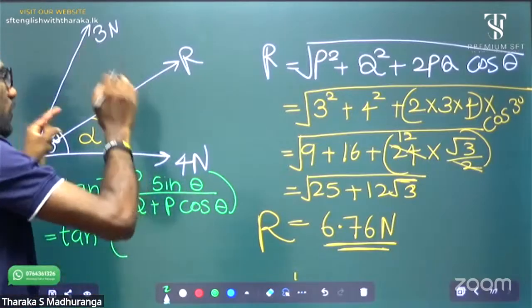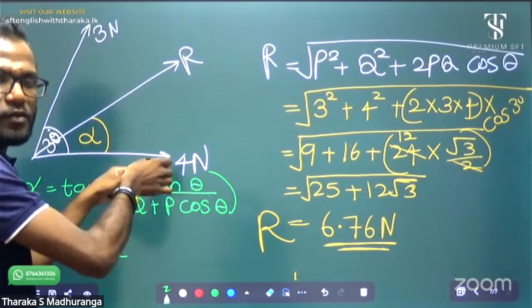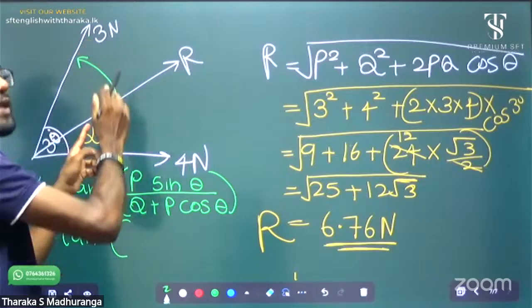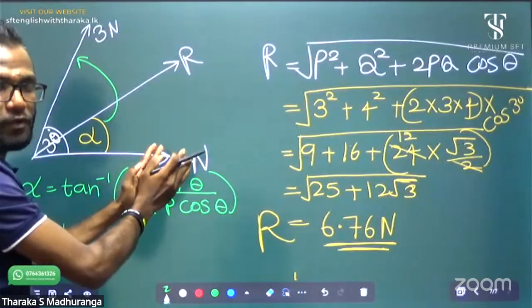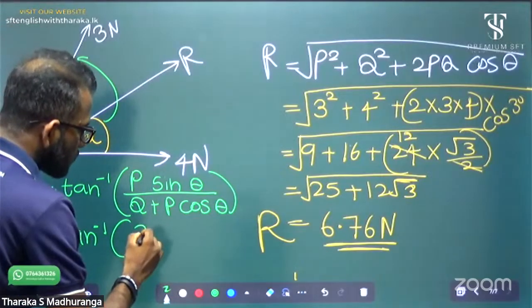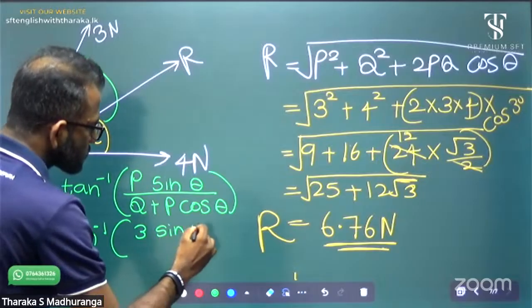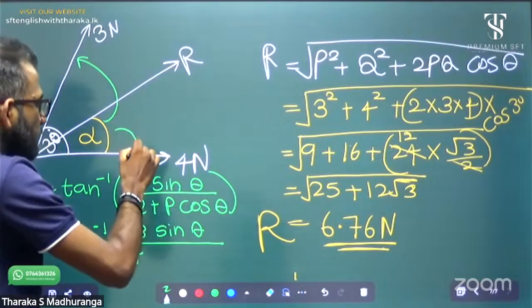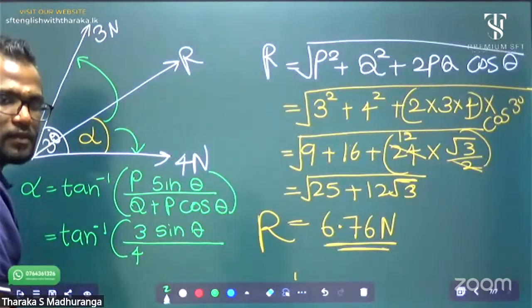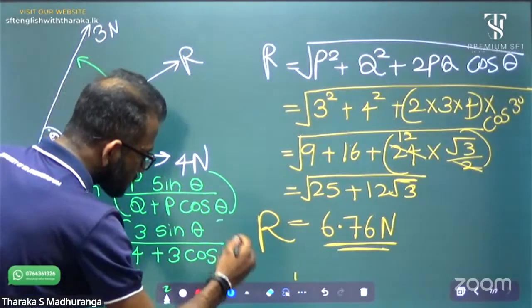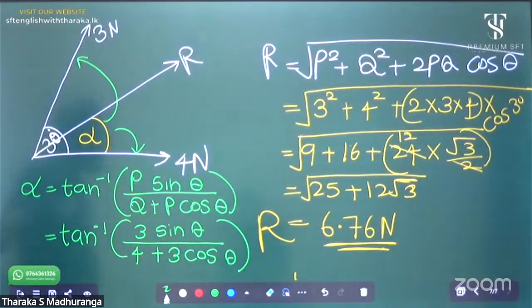Always, sin and cos both are substituted with the opposite force from the angle, not the angle side force. Okay? We have to put the other one. 3 sin theta over 4 plus 3 cos theta, where the angle side one is the single one here, 4. I got it. Understood?